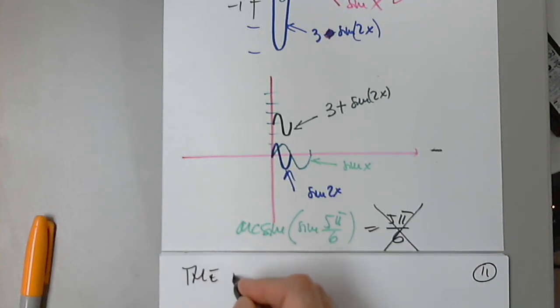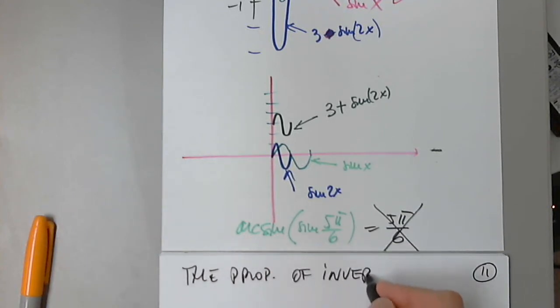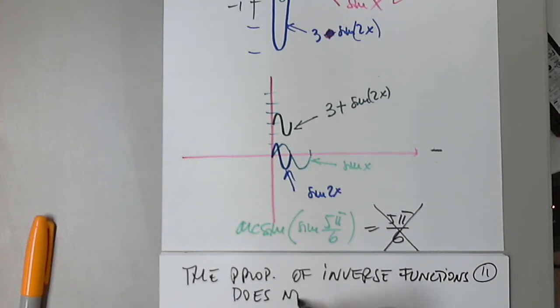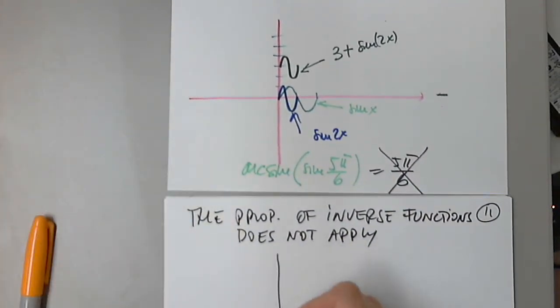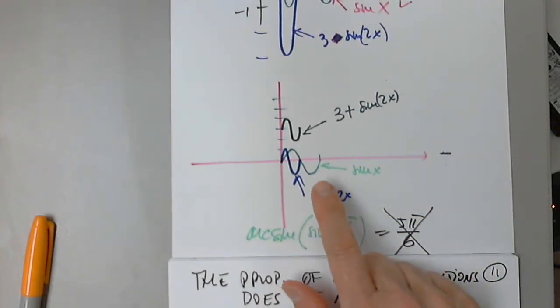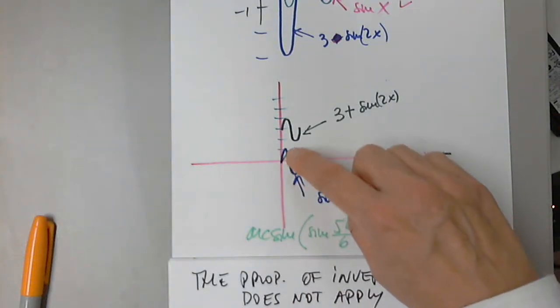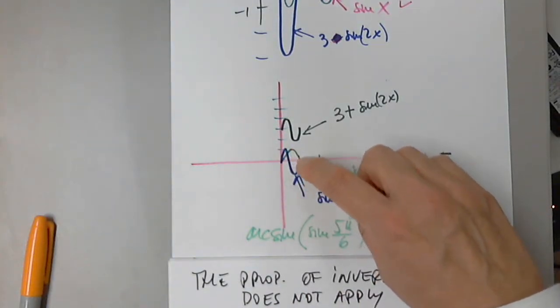The property of inverse functions does not apply. And here's why. When we look at sine, and we just did, since I have it up here, I just want to go back to it for a second. Do you see this is sine? The green graph is sine.